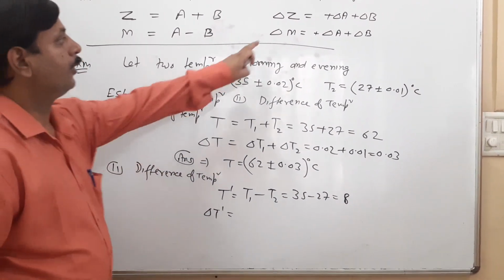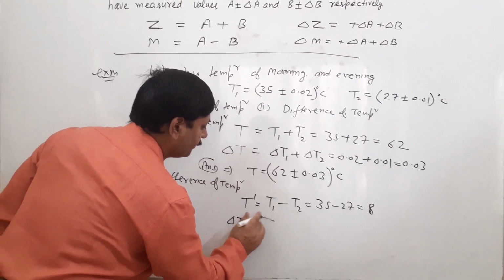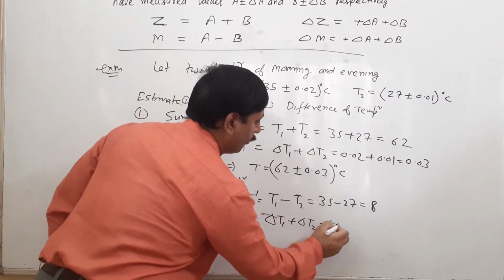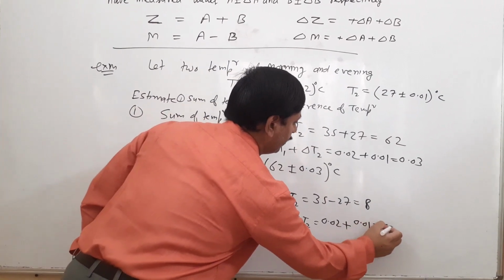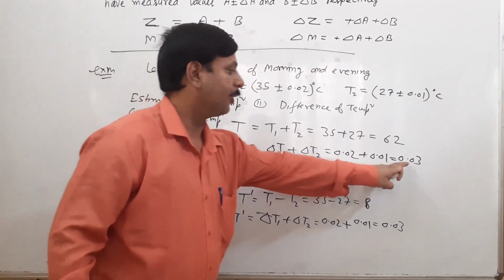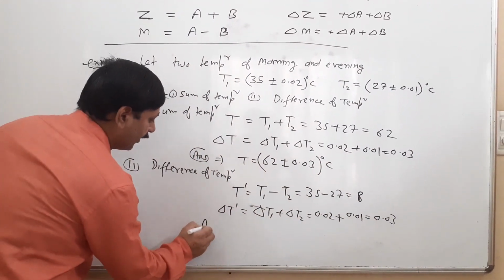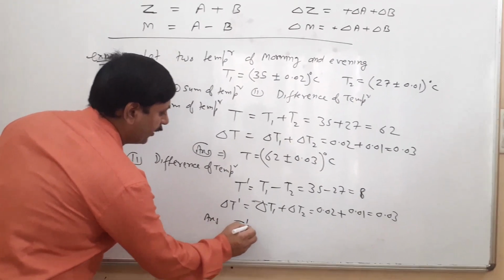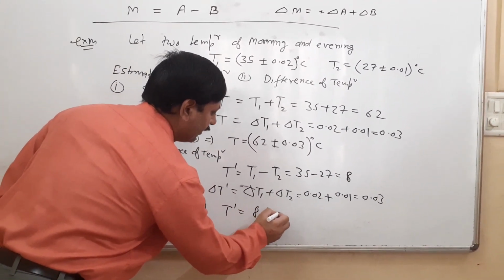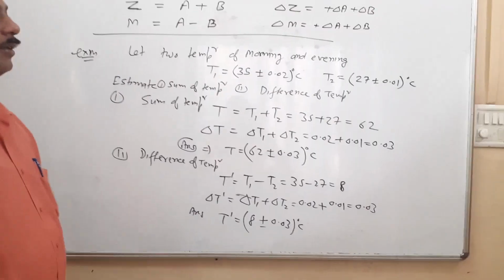The absolute error, as I have told, will be the sum of absolute errors, meaning del T1 plus del T2. Del T1 is 0.02 plus 0.01. In both cases, the absolute error will be the maximum value, so that maximum value in both cases is 0.03. What will be the answer? The difference of temperature, T dash, is defined as the measured value 8 plus minus 0.03. So this will be the difference of temperature.